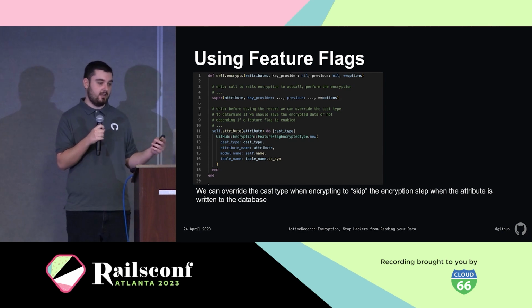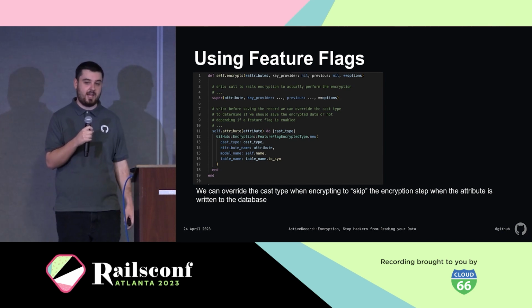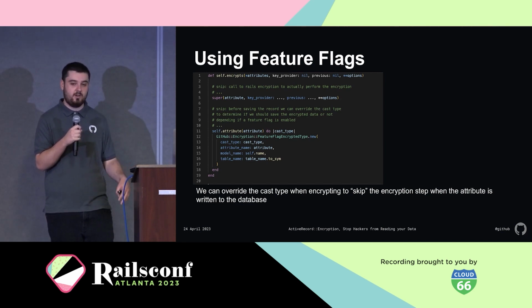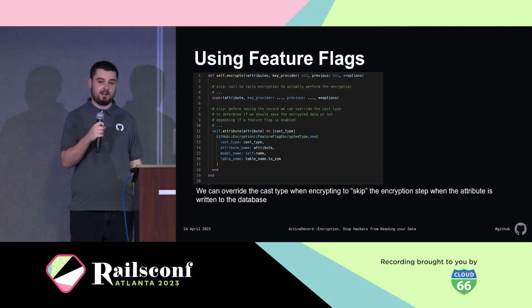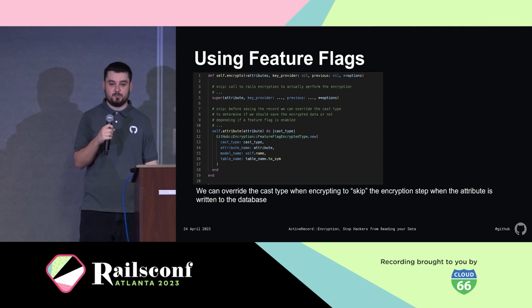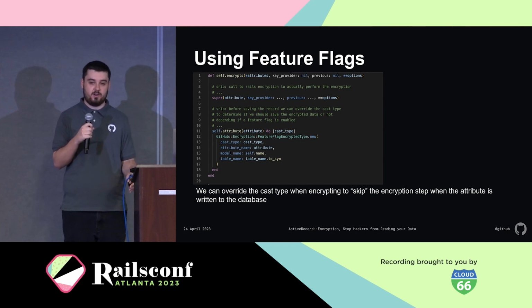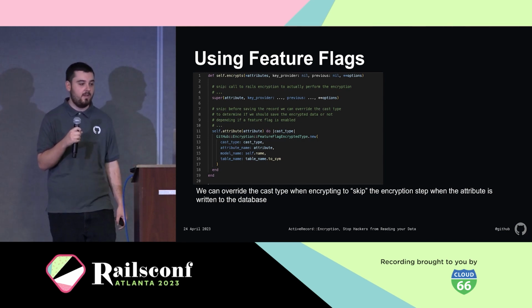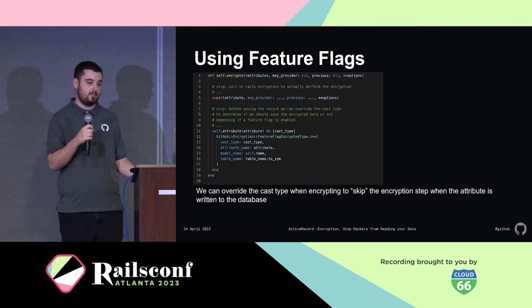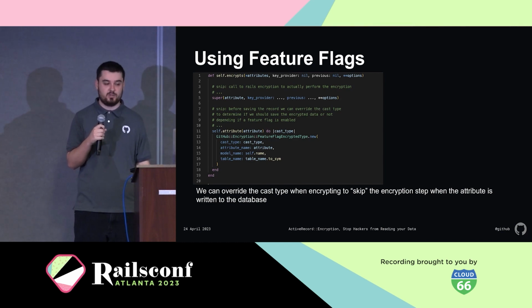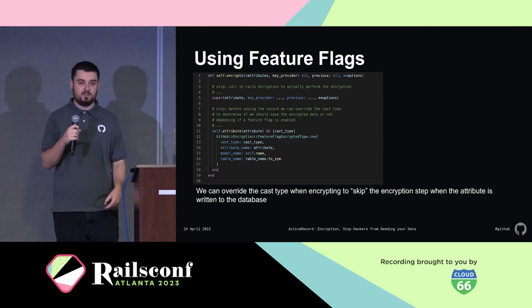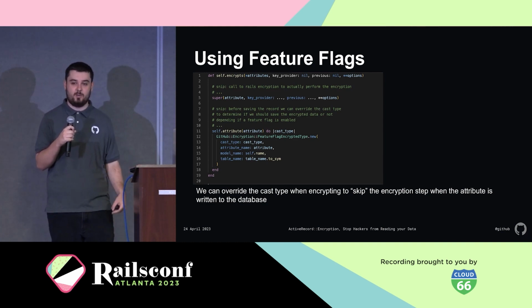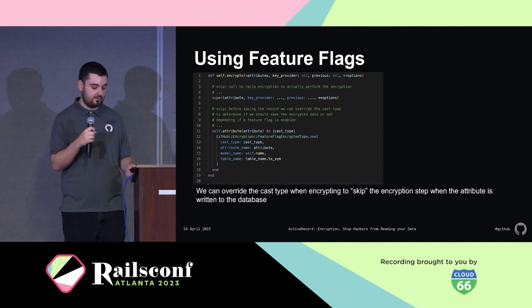And the way we did this is we actually have a custom cast type. So Rails uses what's called cast types to serialize data to the database. And ActiveRecord encryption has an encrypted attribute type, which when the save occurs, that's where encryption would occur. So we wrote a custom cast type that overrides this ActiveRecord encryption cast type. And we can essentially use this cast type to, when serializing to the database, determine if we should encrypt based on the feature flag.